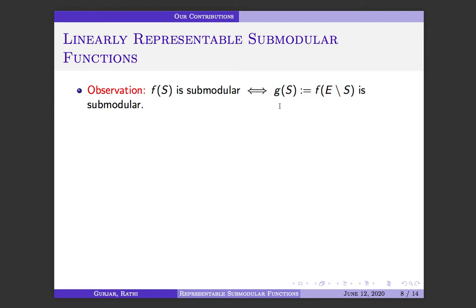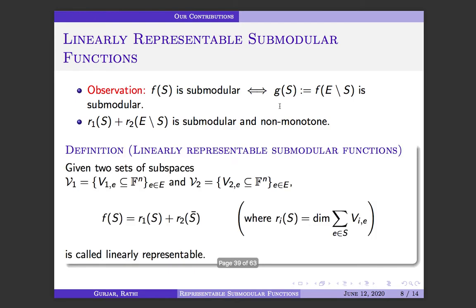The advantage here is that if you have an increasing submodular function f, then you can also construct a decreasing submodular function g. So now you can just take two rank functions r1 and r2, apply r1 on S, apply r2 on S complement, and add them up. That gives you a submodular function because submodularity is preserved under addition. More importantly, this will be a non-monotone function because one component of it is increasing and the other component is decreasing. This motivates us to define the following class of linearly representable submodular functions.